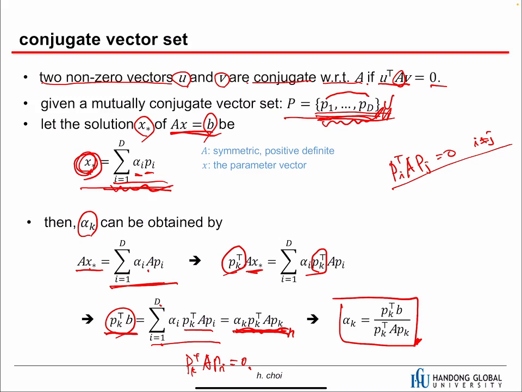And then we have this one, but now we have to find out how to get this alpha sub i. So alpha sub i, or alpha sub k, can be obtained by this one. Which means when we have a conjugate vector set, then we know how to represent the solution as a weighted sum of the conjugate vector set.